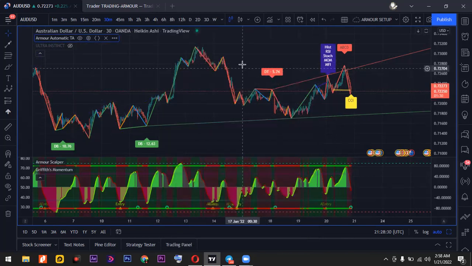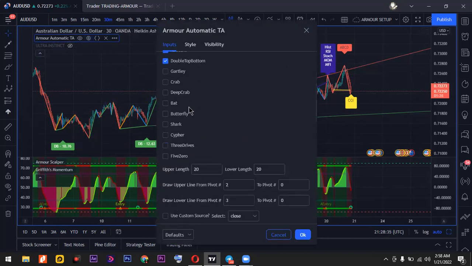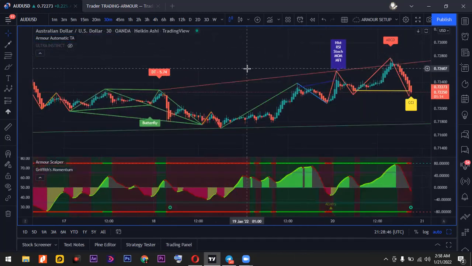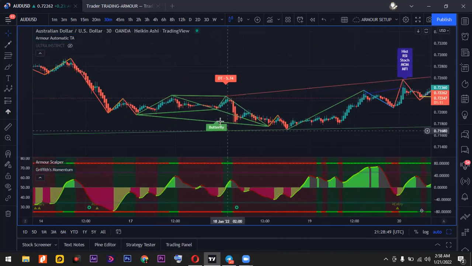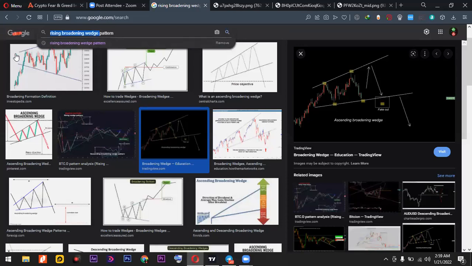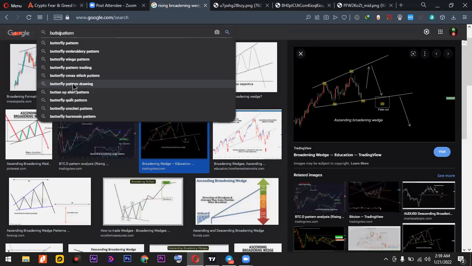See, easy. Now let's come to the butterfly and the other patterns you are talking about. I just disabled it. You can enable Gartley, crab, deep crab, bat, shark, cipher. I enabled all. You can all use this, look. So if you see the butterfly pattern, if you don't know what a butterfly is, just simply go to Google Images, click on the butterfly pattern.